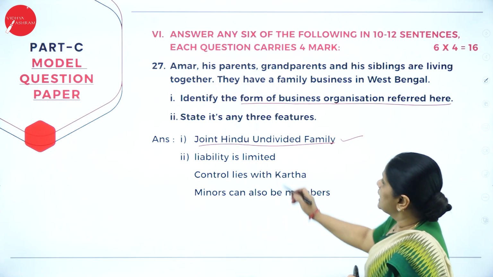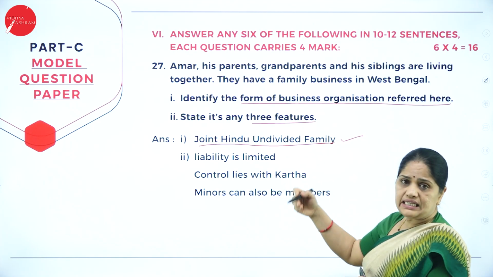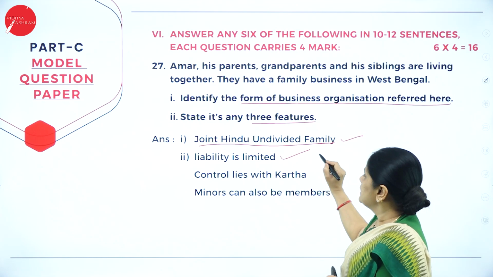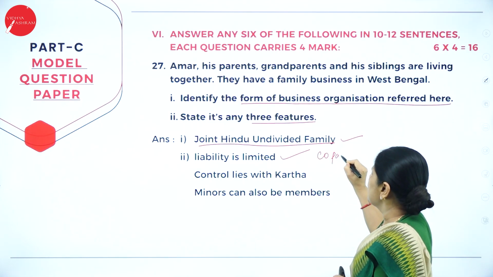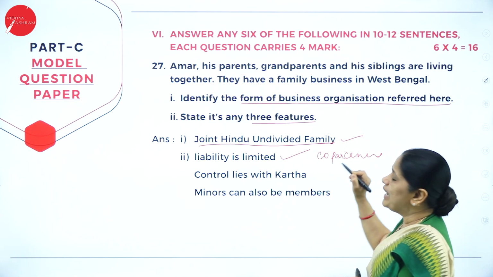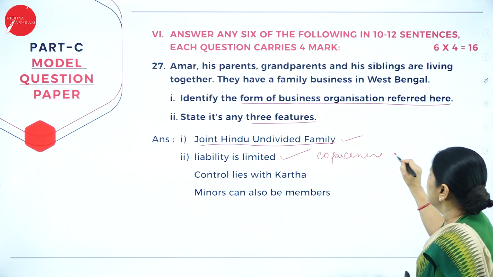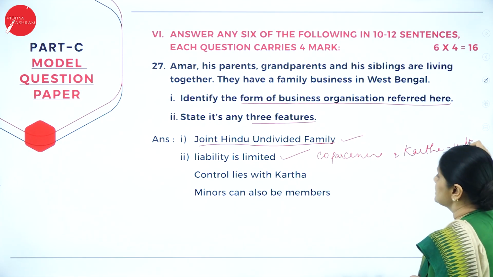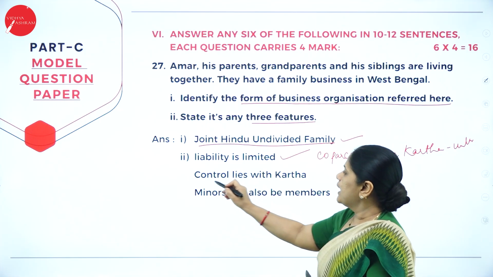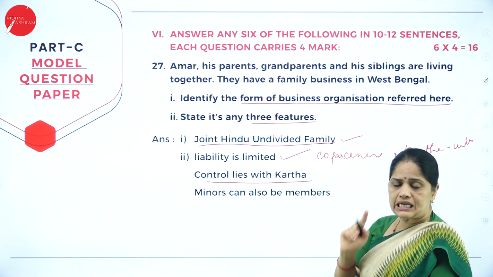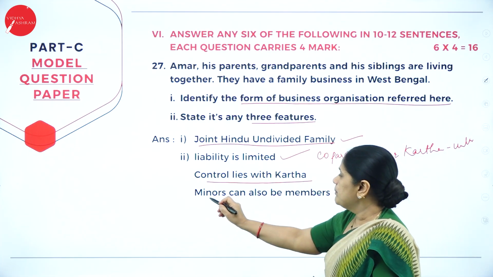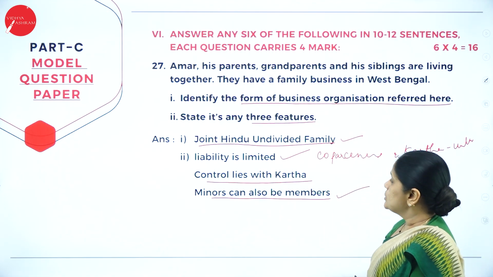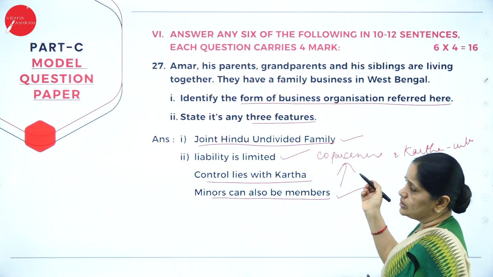Then state any three features of a joint Hindu undivided family. First one is the liability is limited. Whose liability is limited? The co-parcener's liability is limited, whereas the Karta's liability is unlimited. The control, entire family business control lies with the Karta. The minors can also become the members of a joint Hindu family. So they are also the co-parceners to the business.